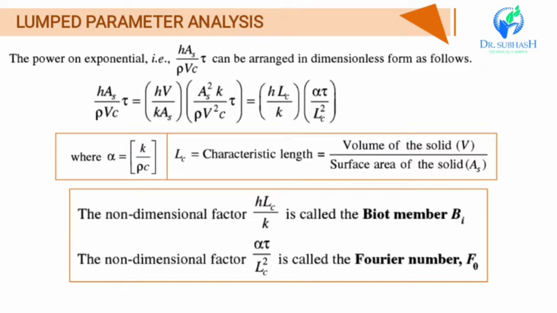Here alpha is the thermal diffusivity, which we know is K by rho into C, and Lc is the characteristic length, equal to the volume of the solid V divided by the surface area of the solid As. The non-dimensional factor h into Lc, characteristic length, divided by K is called the Biot number and the symbol is Bi. The non-dimensional factor alpha tau by Lc square, characteristic length square, is called the Fourier number and the symbol is Fo.